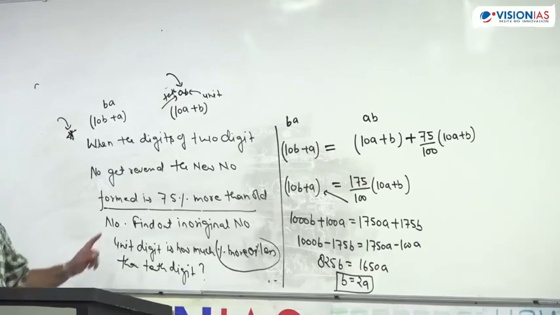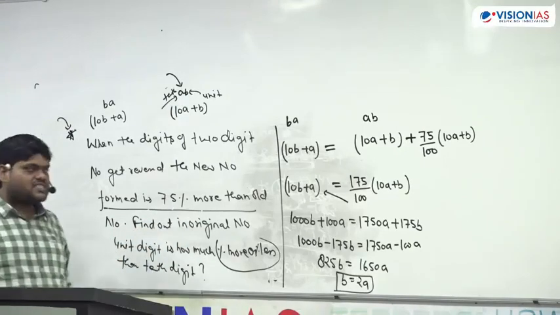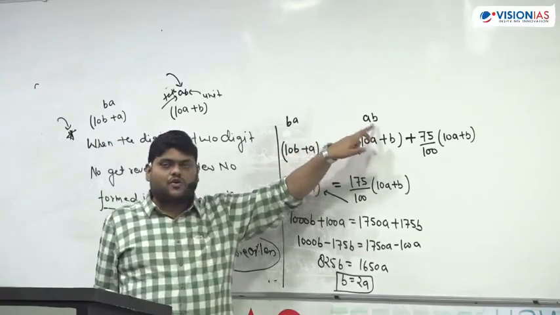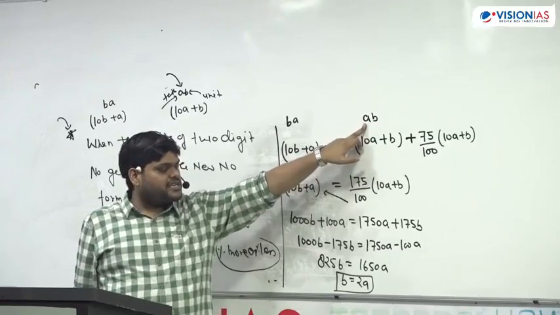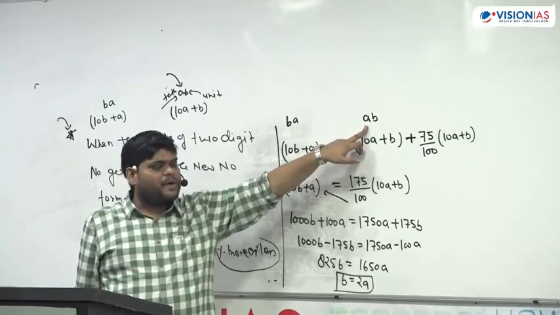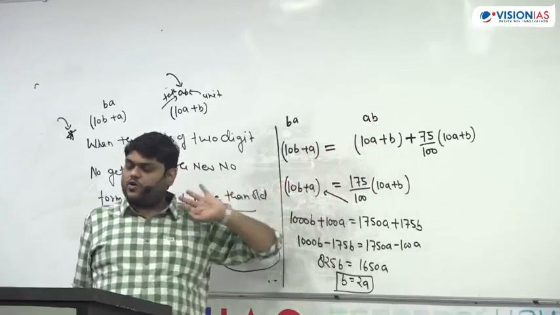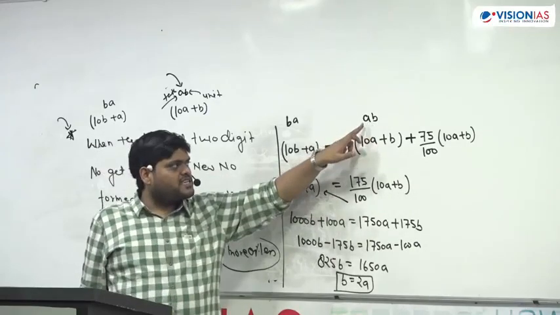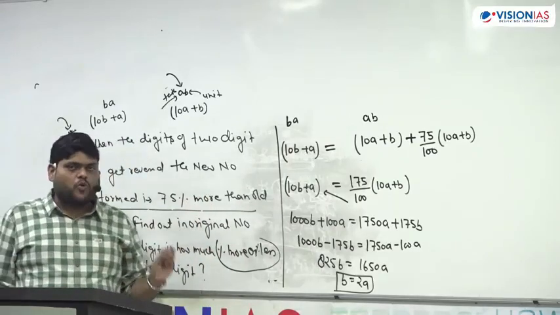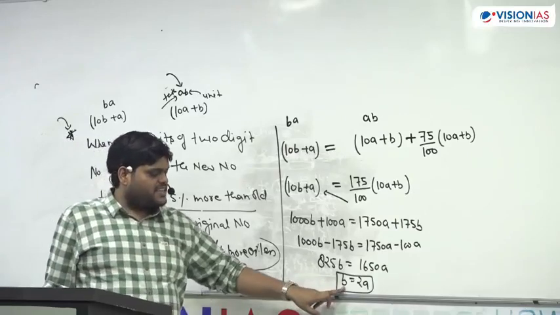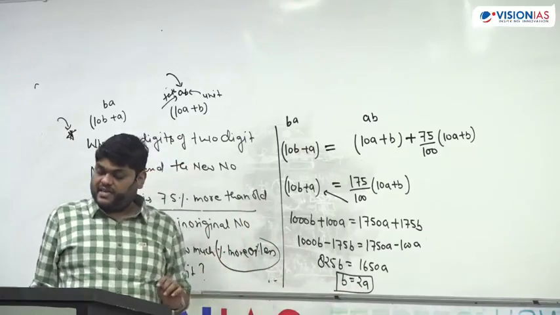Now what is the question? Find out in the original number the unit digit. The original number is AB. The unit digit, that means B, is how much percent more or less than the tenth place number. B is the unit place. The simple question is, B is how much percent more or less than A. From here we can say B is more, because B is twice of A.